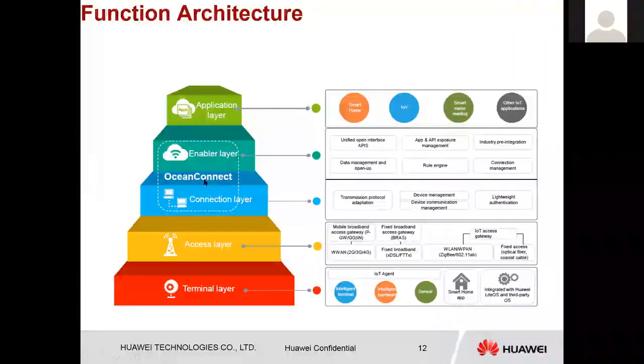I have the introduction for connect. Connection is to connect the devices and connect our applications. It supports device management, protocol management, security and authentication. The enablement layer can support the APIs, the rule engine and data management. The last is the application layer, which can provide different services.